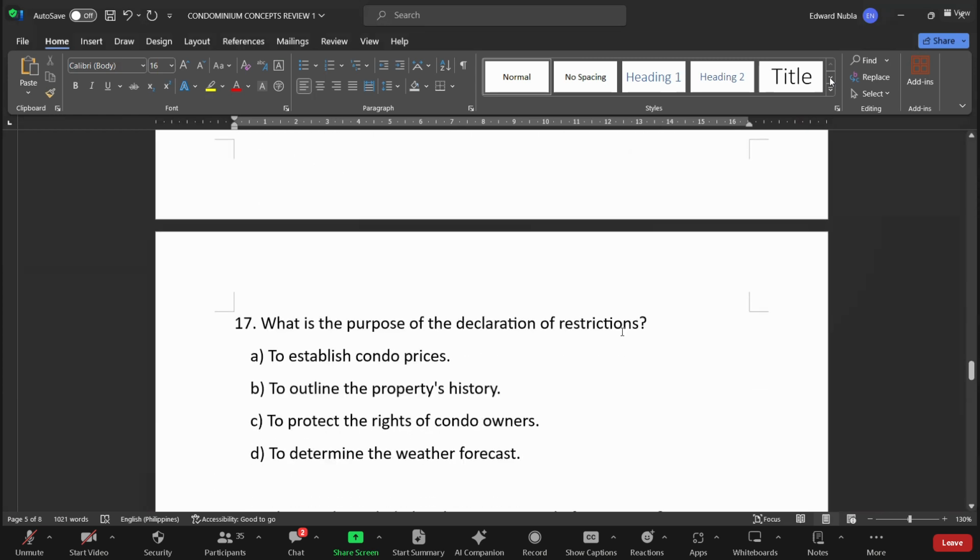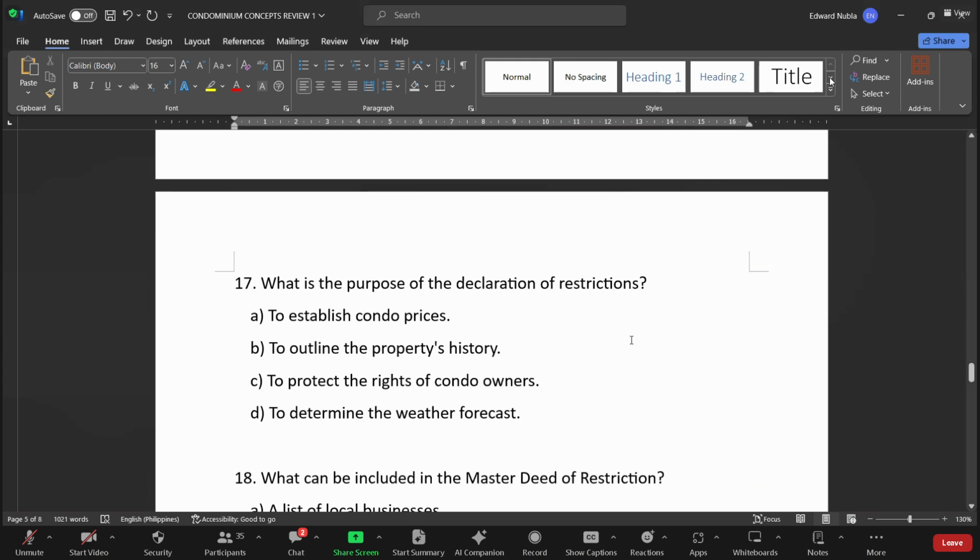Number 17. What is the purpose of the declaration of restrictions? A, to establish condo prices. B, to outline the property's history. C, to protect the rights of condo owners. And D, to determine weather forecast.